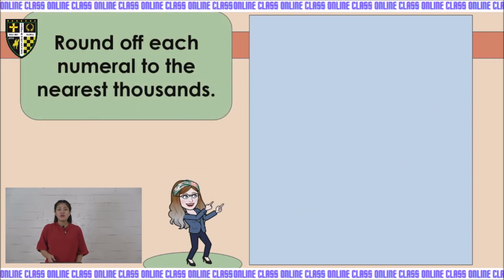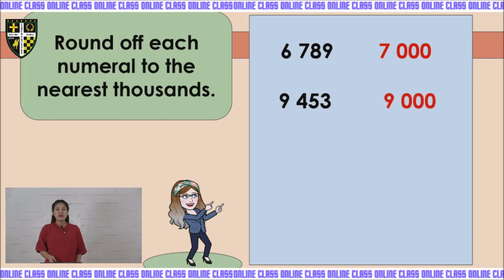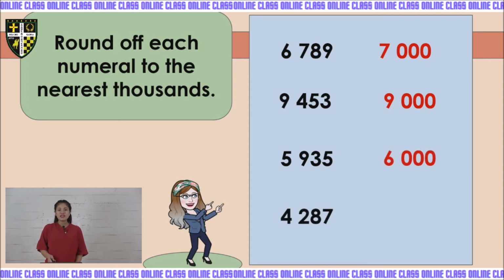Next, round off each numeral to the nearest thousand. So we have to focus on the thousands place. 6,789, it will be 7,000. 9,453, it will be 9,000. 5,935, it will be 6,000. And then for the last one, 4,287, it will be 4,000.